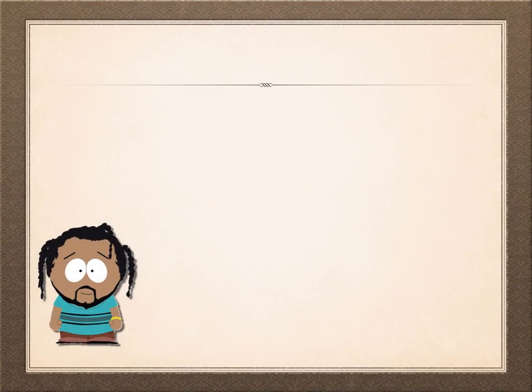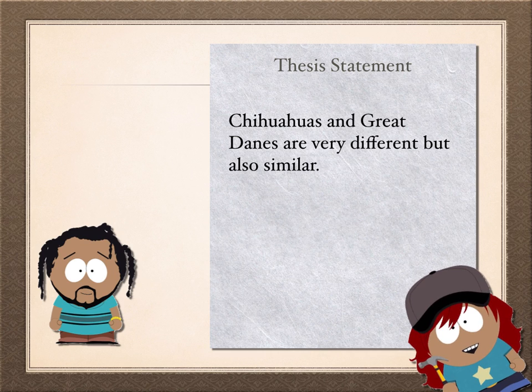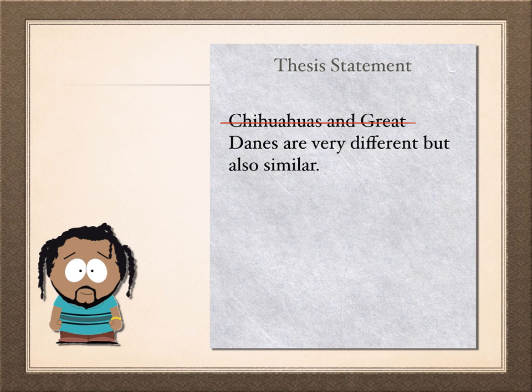Whenever I give a compare and contrast essay to my students, there's always at least one student who goes for the simplest and least effective thesis like this. Chihuahuas and Great Danes are very different, but also similar. Well, that sentence doesn't really tell us a whole lot, does it? We don't know how they're different or how they're similar. We have no sense of direction. So I think we can do a little bit better. Let's try that again.